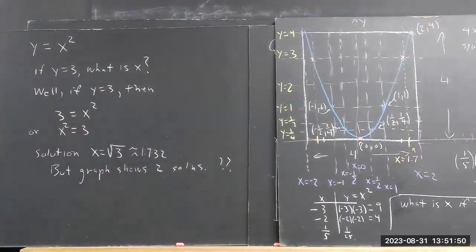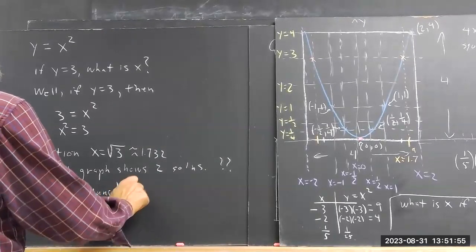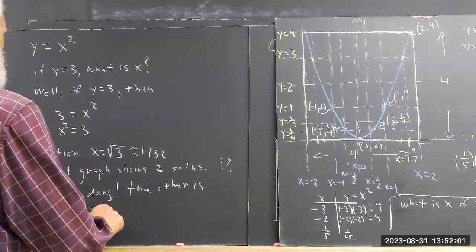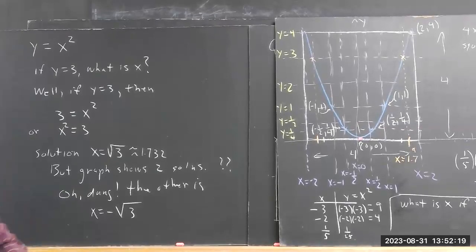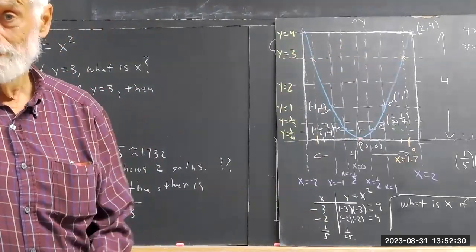The graph shows 2 solutions. Well, oh, dang. Now there's negative square root of 3. Now you've got a rule that says when you do this, you put a plus or minus in front of your square root. You don't understand that rule. That's just a rule. I would bet that 1 person in 50 who comes into pre-calculus class knows why that rule is what it is in a way that connects with the graph. You do. Okay.